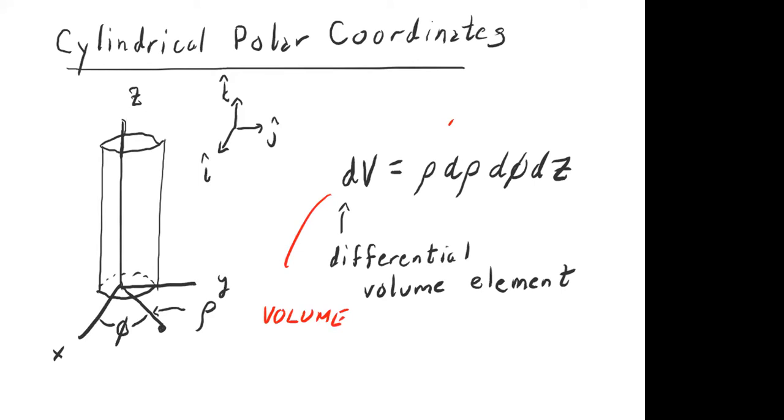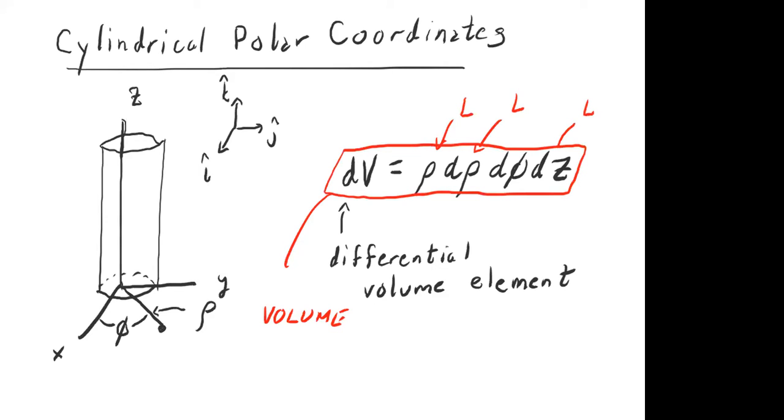The right-hand side has a length, rho, a differential length, d rho. D phi is dimensionless. Angles are in radians, they have no dimensions, and dz is just a length. So length squared does give you a volume. Again, we derived this expression rigorously. If you're shaky on its foundation or its origin, please go back and review lecture 2.